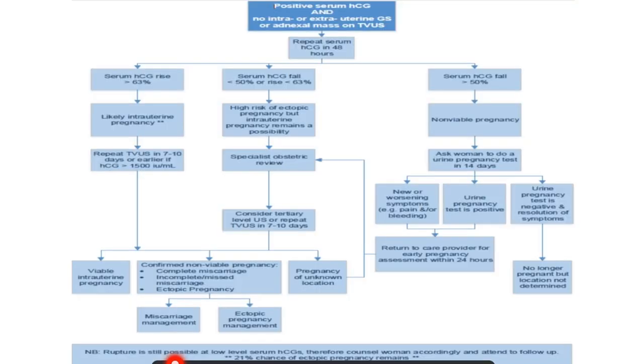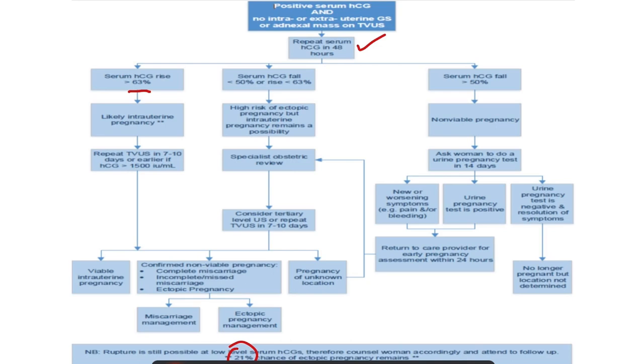So when there is pregnancy of unknown location, then repeat the serum beta hCG after 48 hours. In case of pregnancy of unknown location, we need serial beta hCG level after 48 hours. If the serum beta hCG level is rising more than 63% after 48 hours, then probably it is an intrauterine pregnancy. But in 21% of cases, there is a chance of ectopic pregnancy also.